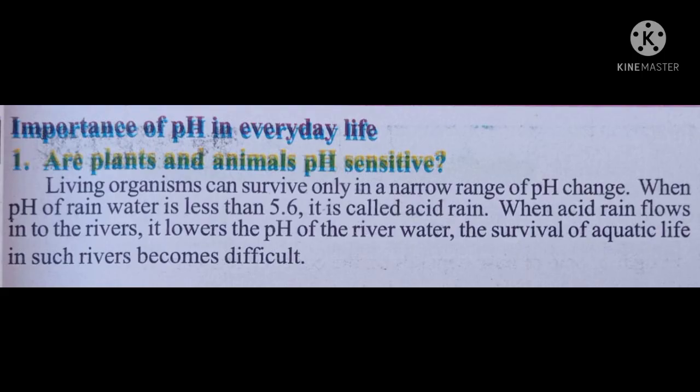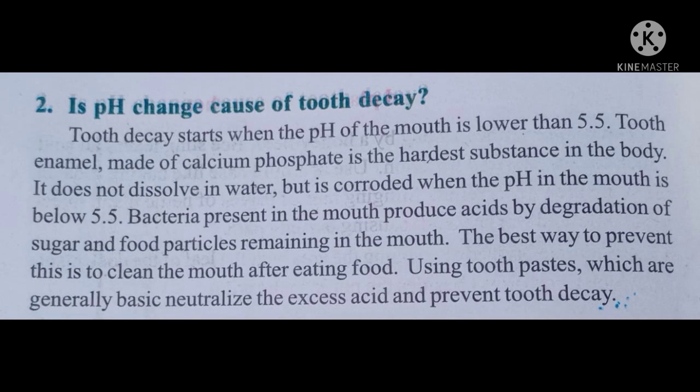The pH of rainwater is less than 5.6. It is called acid rain. It is problematic to plants and animals. Why? Because acid rain flows into the rivers and lowers the pH of the river water. Then aquatic life in such rivers becomes difficult. From the exam point of view, the acid rain pH value is most important. So, students, note this value.